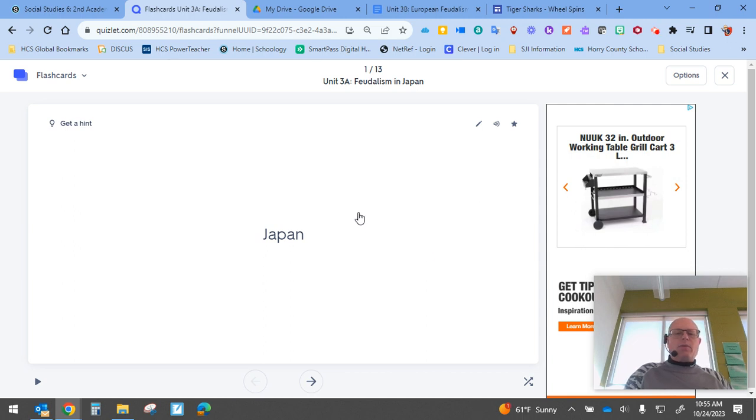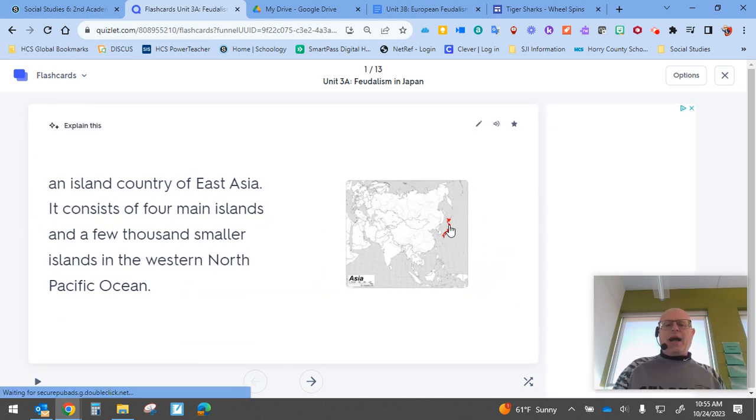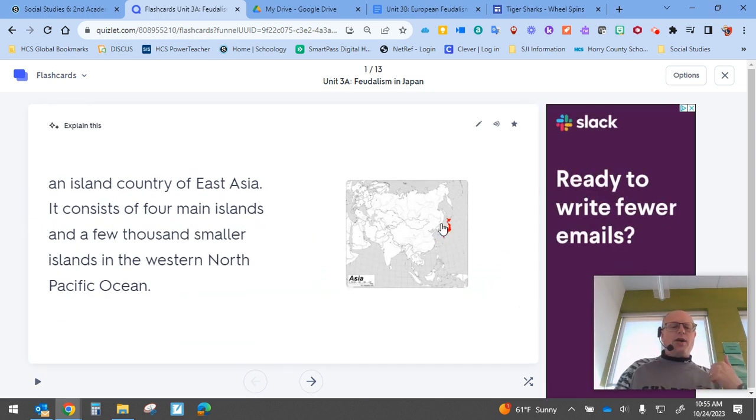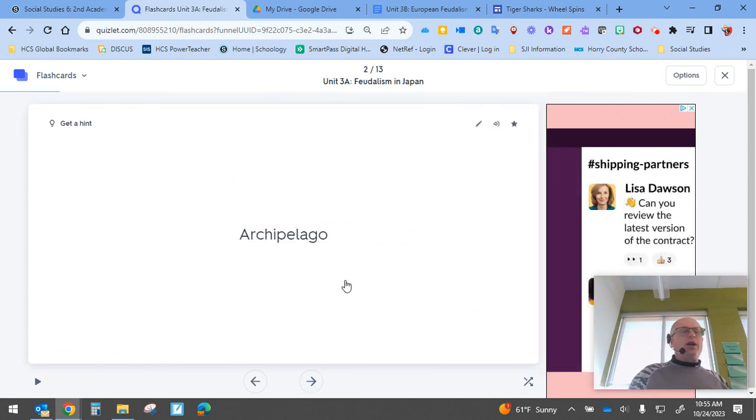All right, so these are vocabulary words for Unit 3A, Feudalism in Japan. The first word is Japan. It is an island here in red off the coast of Asia. There's 4 main islands.